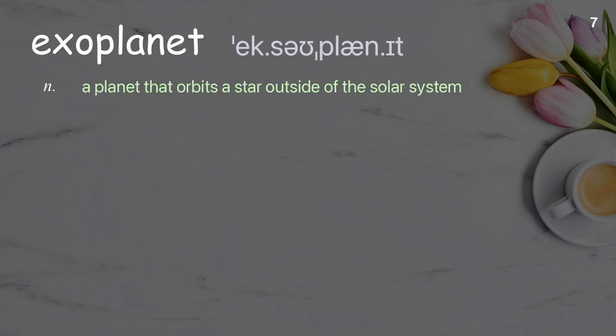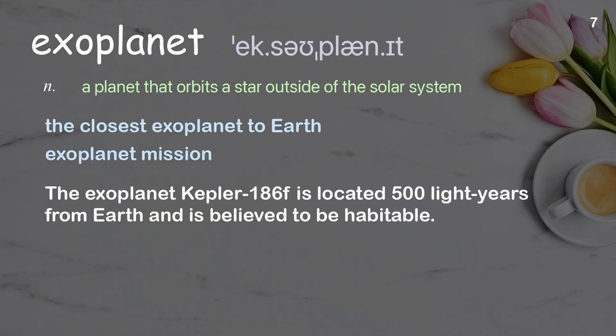Exoplanet. A planet that orbits a star outside of the solar system. Examples. The closest exoplanet to Earth. Exoplanet mission. The exoplanet Kepler-186f is located 500 light-years from Earth and is believed to be habitable.